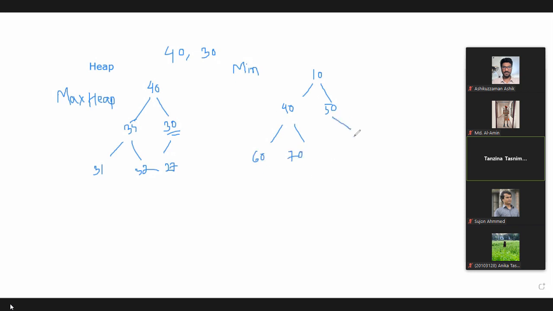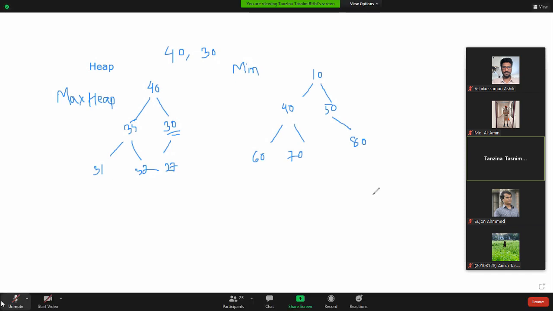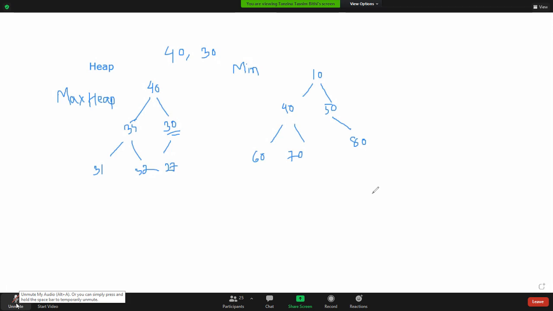So now if I add data here, suppose the right child of 50 is 80. Can we call it a min heap tree? Is it a min heap tree?